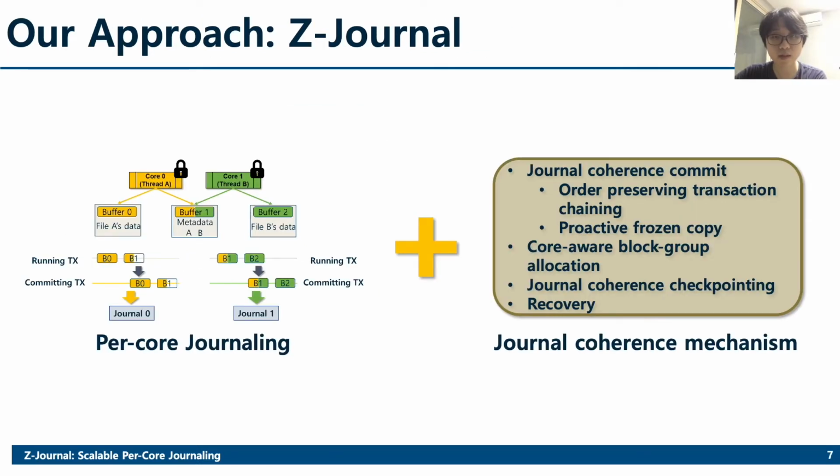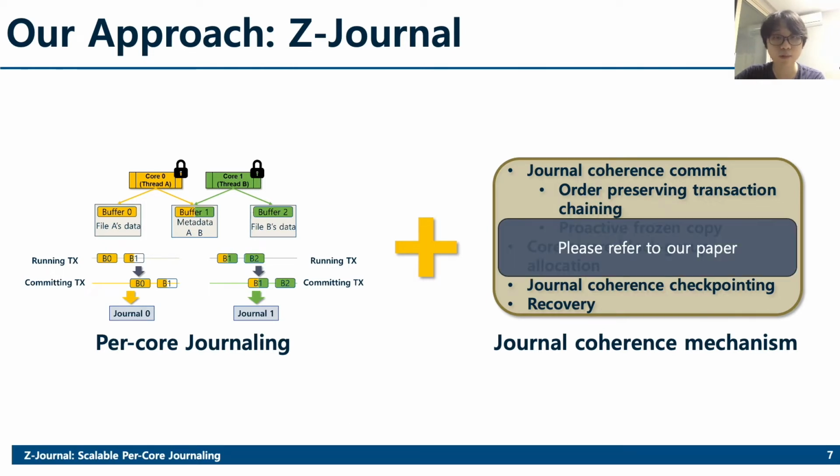Our approach, Z-journal, provides fully parallel per-core journaling with the journal coherence protocol. I'm gonna briefly introduce the journal coherence protocol here. If you are interested in the rest of the performance optimizations as well, including proactive frozen copy and core-aware block group allocations, please refer to our paper.